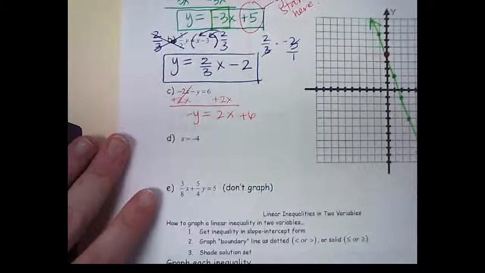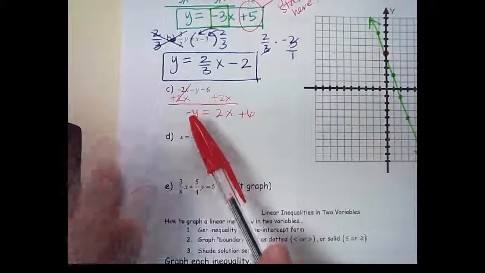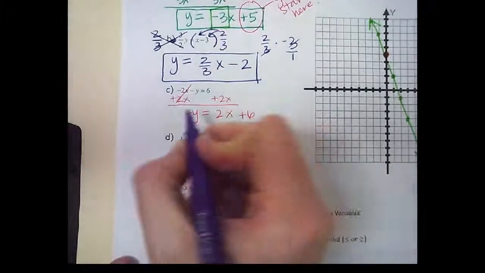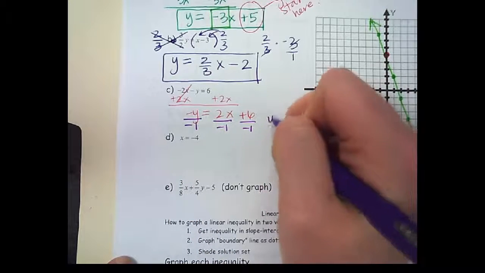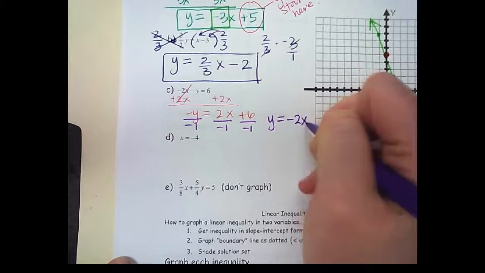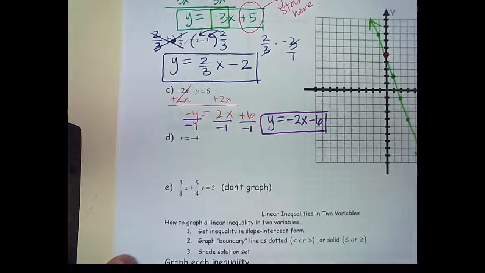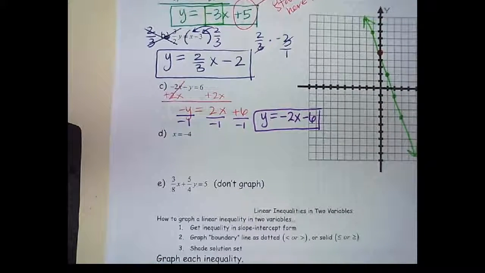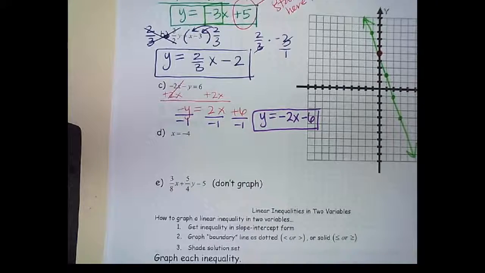And we should get the same answer. So negative y equals 2x plus 6. And of course, this needs to be a positive y. So what do I have to do? Divide by negative 1. So basically everything changes signs. Y equals negative 2x minus 6. So you should have gotten the same answer if you added the y and subtracted the 6. It would be the same thing.